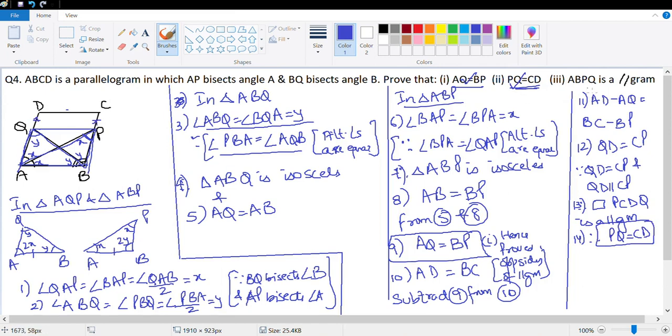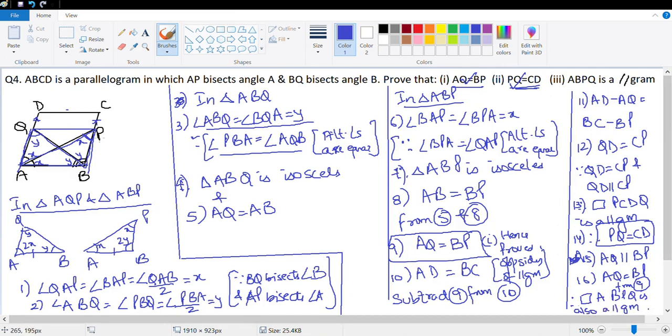The third part being ABPQ is a parallelogram. So number 15 would be AQ is parallel to BP, which is given, and number 16, AQ is equal to BP from 9. Therefore quadrilateral ABPQ is also a parallelogram.